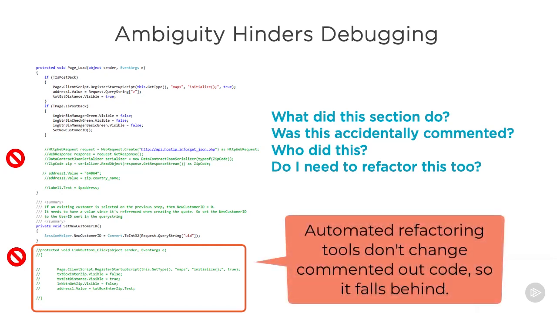Furthermore, integrated refactoring tools won't make corresponding changes to commented out code. Thus, as methods, variables, and classes are renamed and signatures are changed, the commented out code falls behind. When commented out code is resurrected, it's highly likely the app won't even compile.